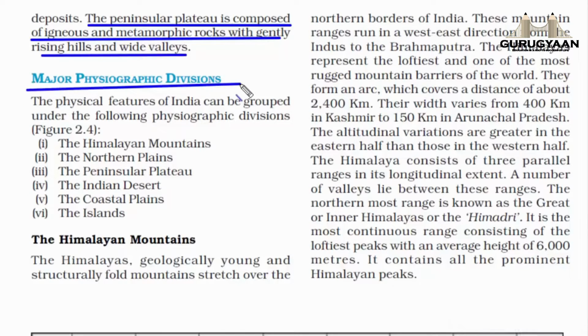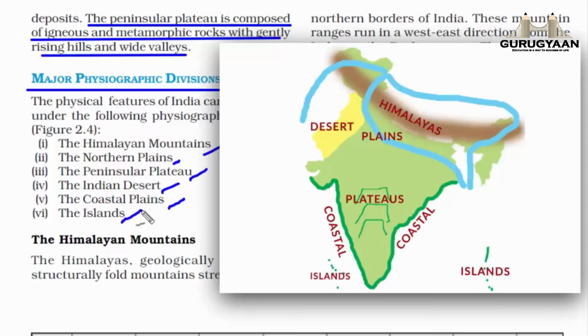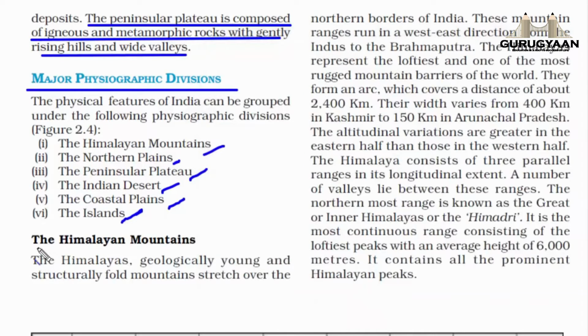Now we will read about the major physiographic divisions. They are the Himalayan mountains, the northern plains, the Peninsula Plateau, the Indian desert, the coastal plains, and the islands. First one is the Himalayan mountains. We just read about how they were formed, and also that they are geologically young, and it consists of a huge chain of mountains, all residing in the northern borders of India.